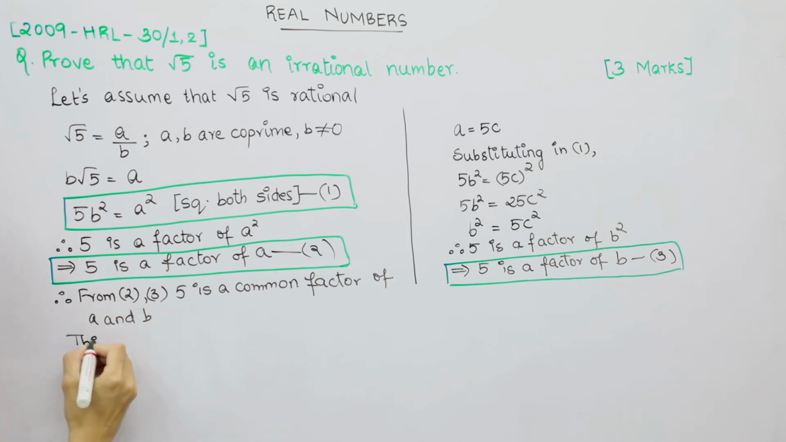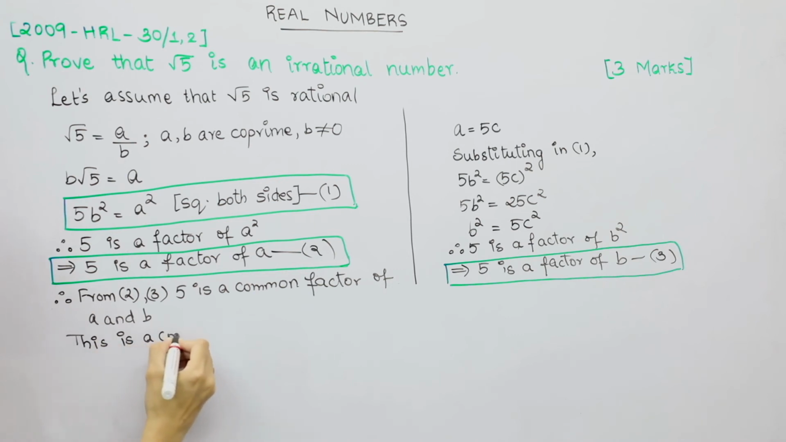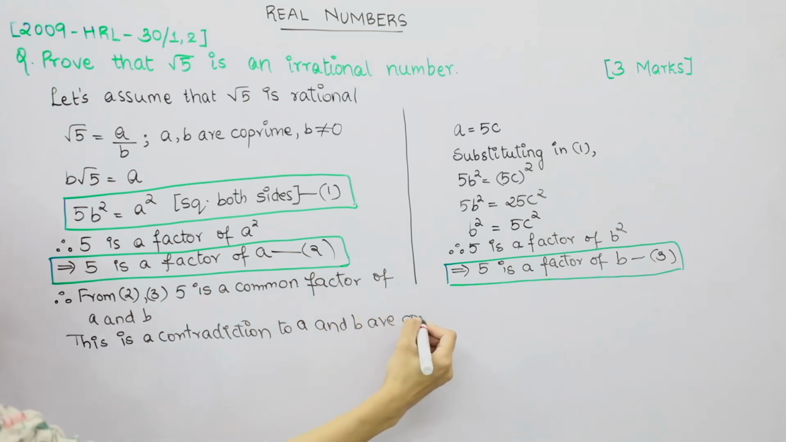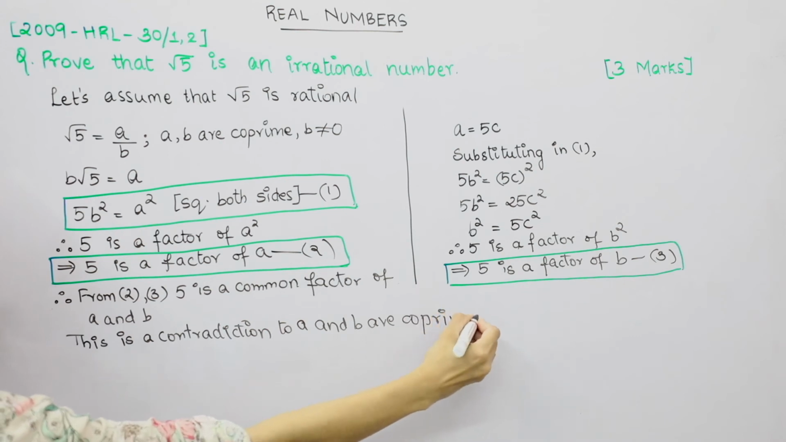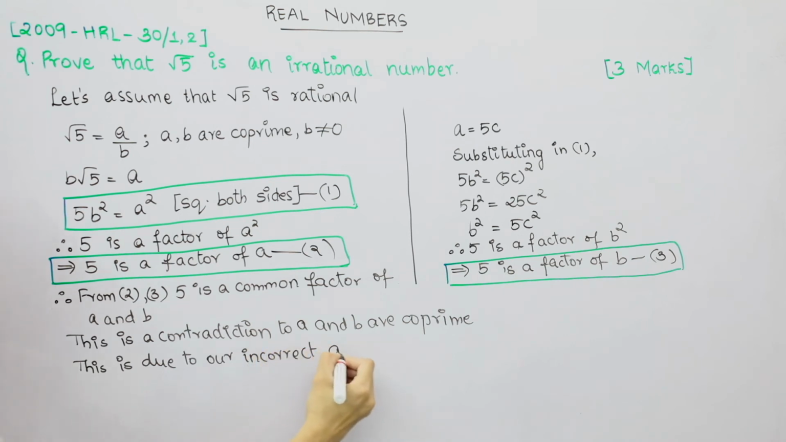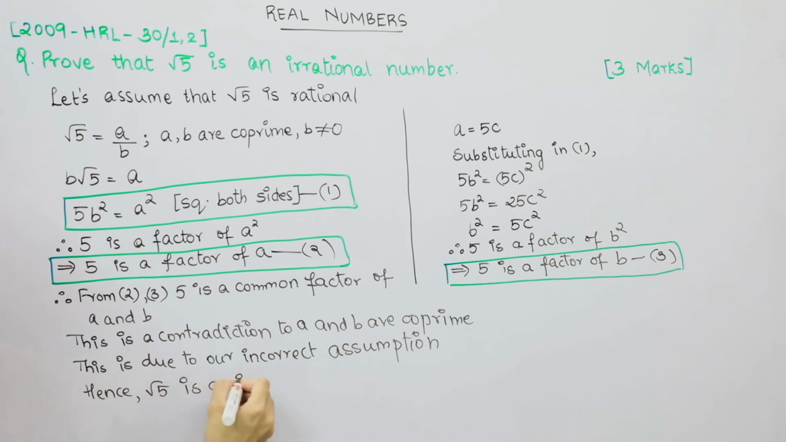So this is a contradiction to a and b are co-prime. This contradiction has emerged from our incorrect assumption that root 5 is rational, which means a and b are not co-prime. Therefore, we've proved that root 5 is not rational, or root 5 is an irrational number.